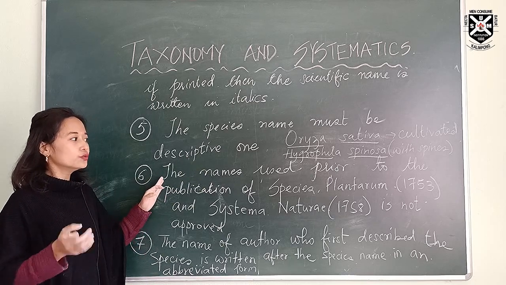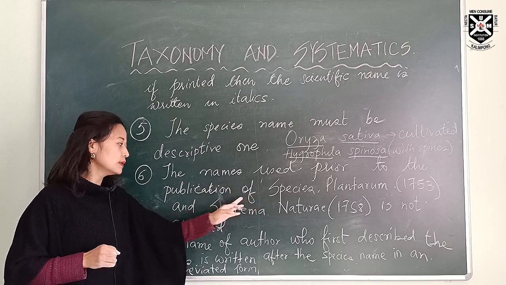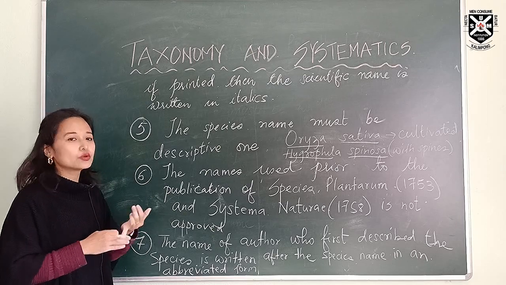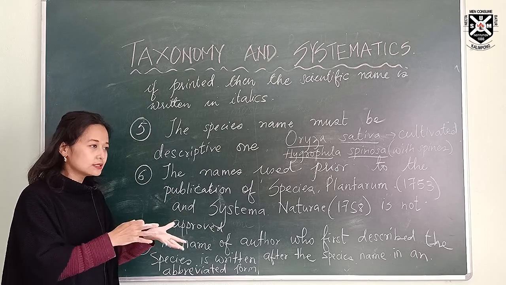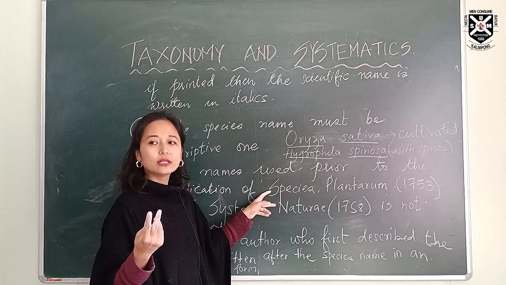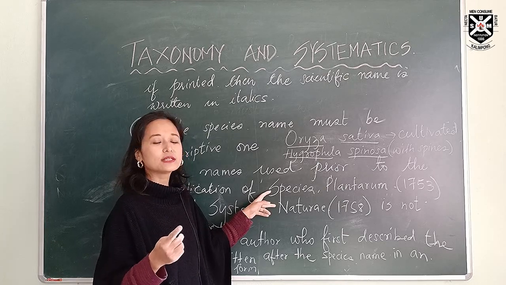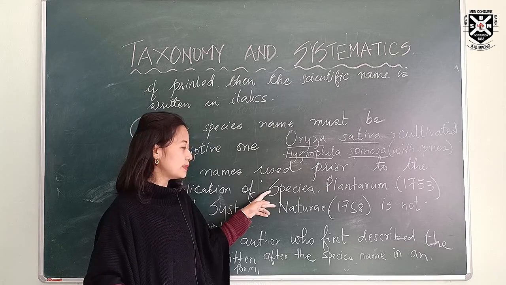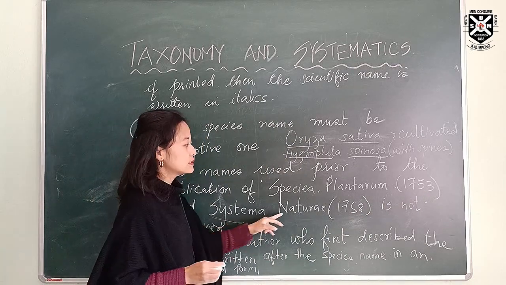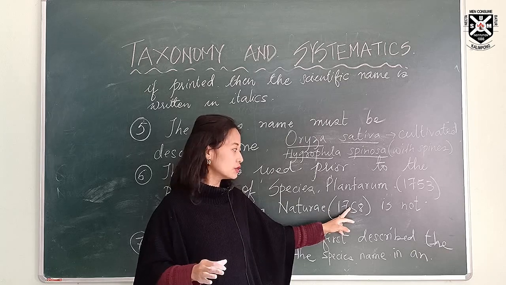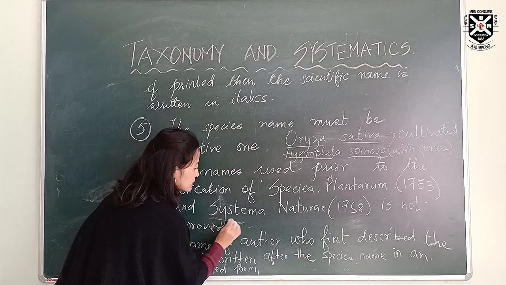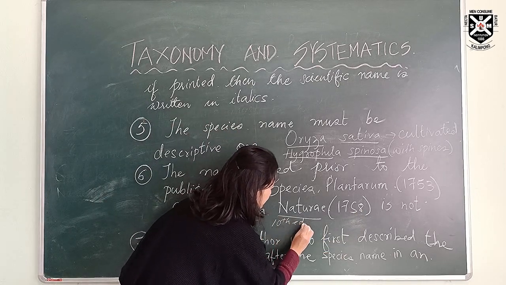Next, the names which were used prior to the publication of Species Plantarum and Systema Naturae are not approved. Linnaeus is also known as the father of taxonomy because of his extensive work. He contributed two important books. Species Plantarum, in which he described a number of plants, was published in 1753. Another book is Systema Naturae, the 10th edition of which was published in 1758.